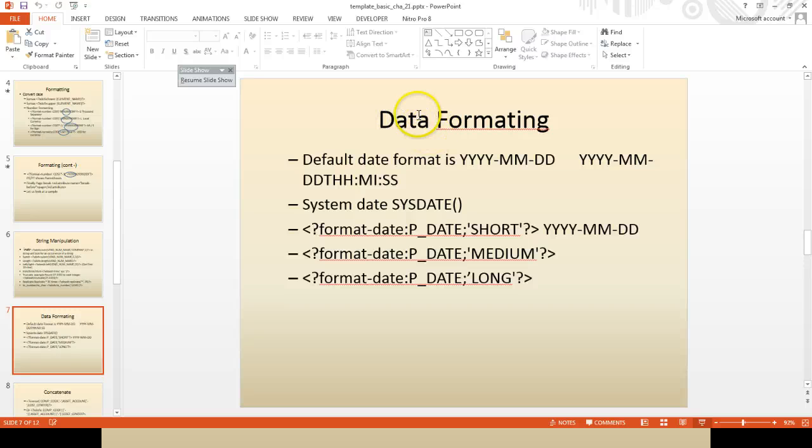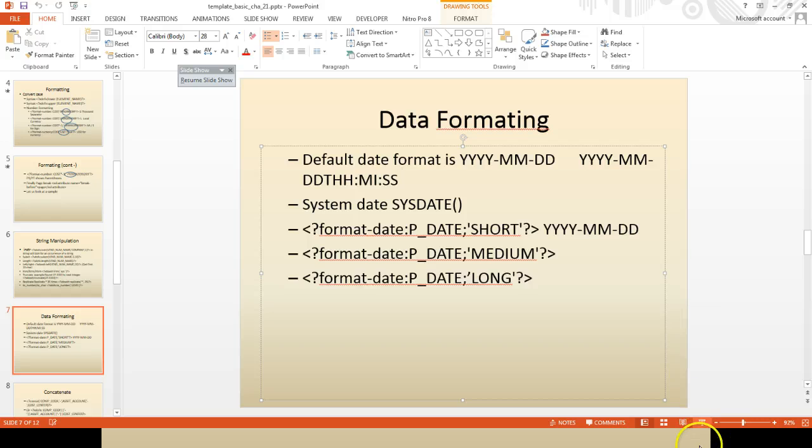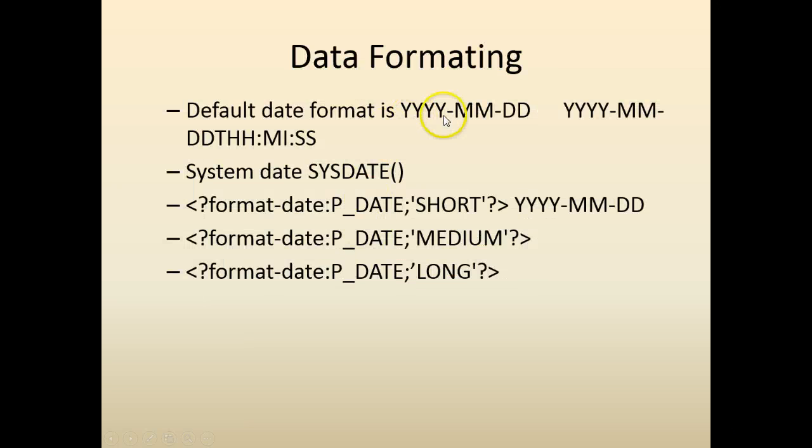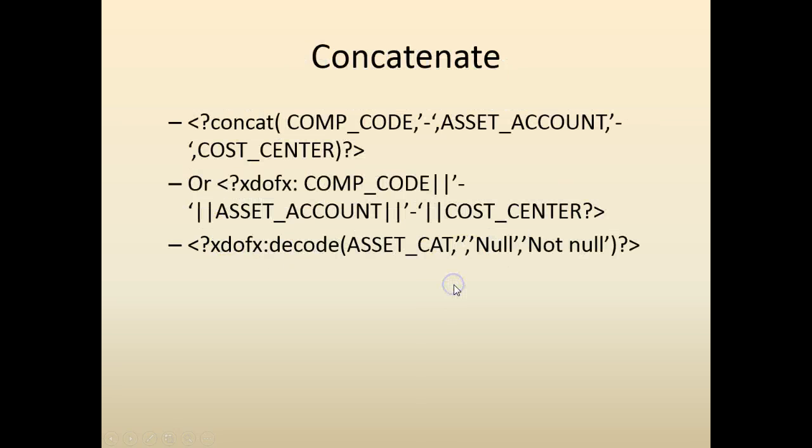Let's continue on with the date formatting. The default date format is YYYY-MM-DD, or YYYY-MM-DD with the timestamp. The system date can be retrieved through the function sysdate. The formatting for date is format-date, then the element name, and a short for the date format. Then you get a medium and a long format.